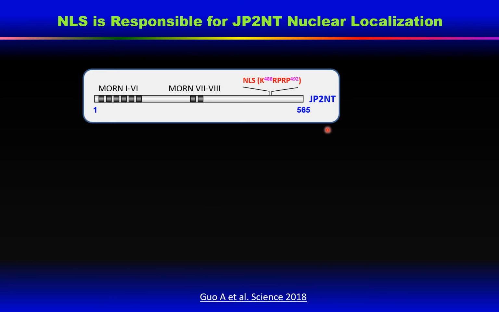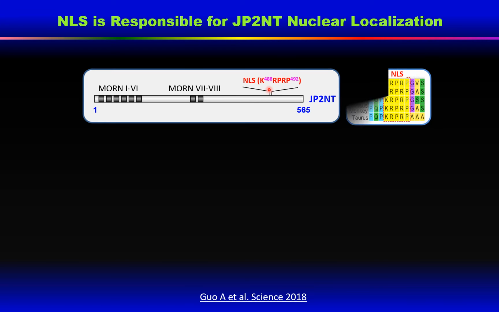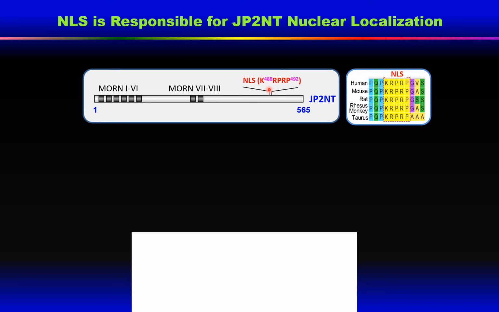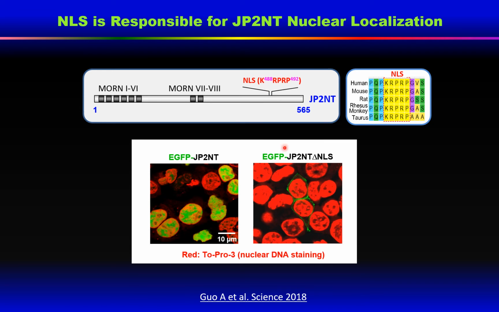To understand the molecular mechanism of JP2NT nuclear translocation, we performed in silico computer analysis. Surprisingly, we found a nuclear localization sequence on JP2NT, which is evolutionarily conserved among many species. Importantly, deletion of this sequence from JP2NT abolished the nuclear localization of JP2NT in HEK cells.